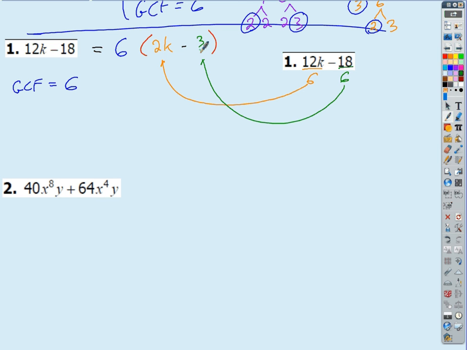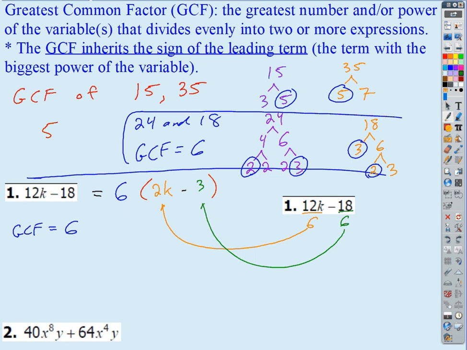Okay, so then factoring out a greatest common factor is just the opposite of distributing, isn't it? Because how would I check to see if I got this right? Wouldn't I just multiply the 6 through to see if that's what I get? Right? 6 times 2k gives me 12k. 6 times negative 3 gives me negative 18. Check, right? So when we're calculating a greatest common factor, that's really just undistributing. Very same thing, right?